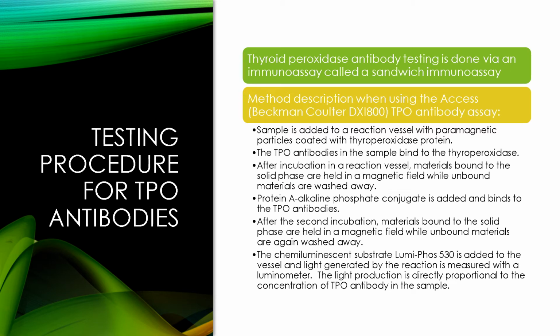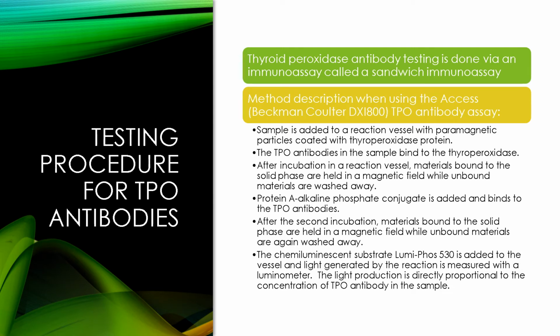After an incubation period in the reaction vessel, the materials bound to the solid phase are held in a magnetic field while unbound materials are washed away. The materials that are bound to the solid phase will be the paramagnetic particles coated with thyroid peroxidase protein and the TPO antibodies that bound to those proteins. Then protein A alkaline phosphatase conjugate is added and binds to the TPO antibodies, thus creating the sandwich. You have the thyroid peroxidase protein, the TPO antibodies, and then the protein A alkaline phosphatase conjugate.